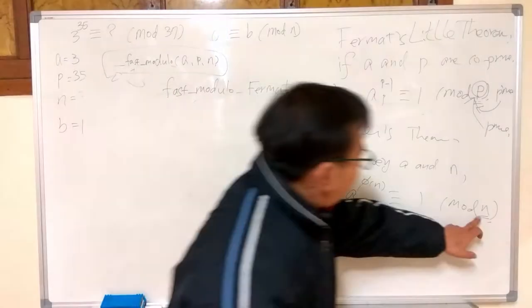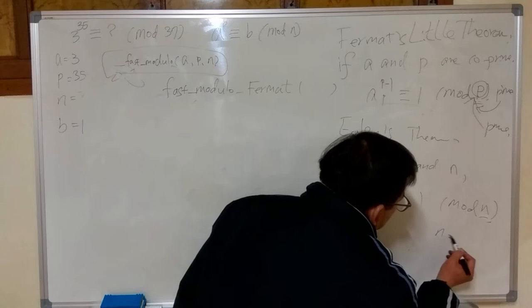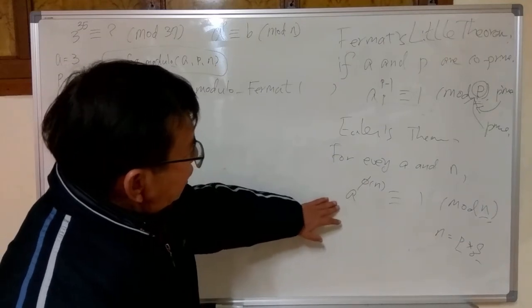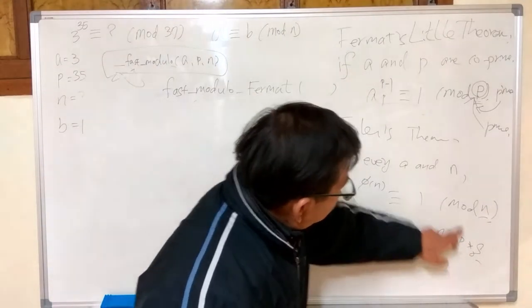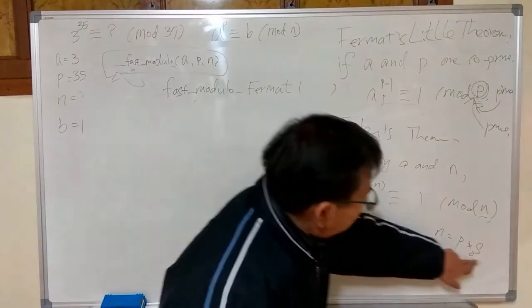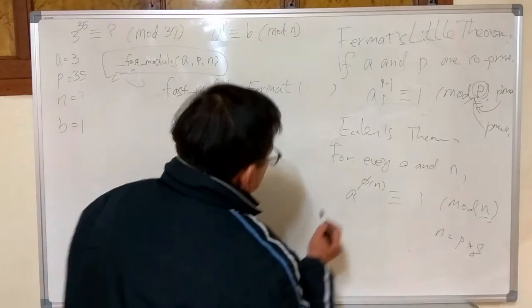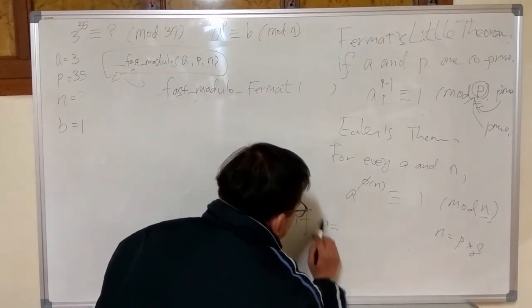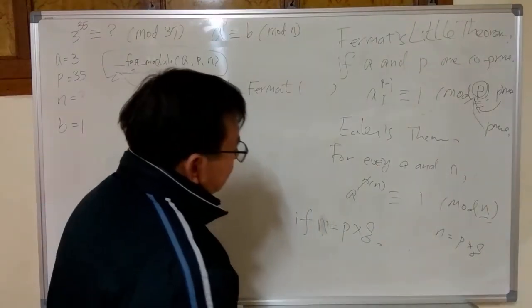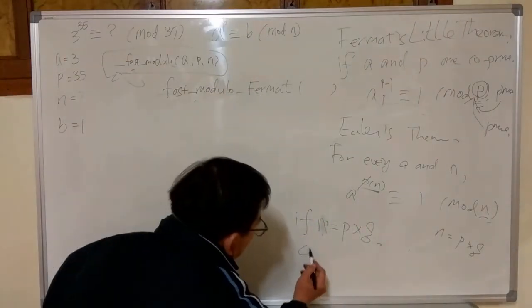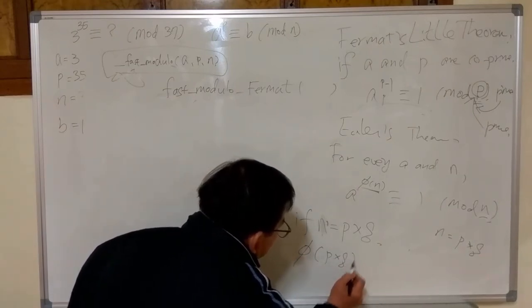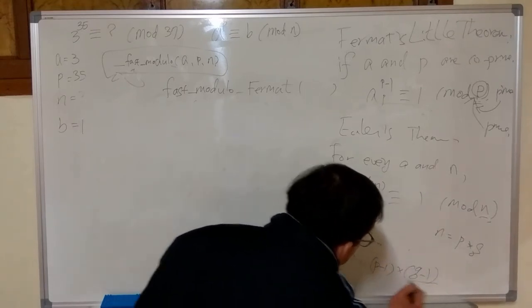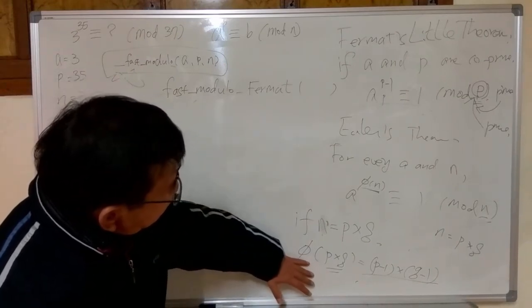So n can be a multiple of two primes, P and Q. If n can be factorized into two primes P and Q, then the totient function becomes like this: PQ is n actually, and it becomes (P minus 1) times (Q minus 1). Okay? This is the totient function.